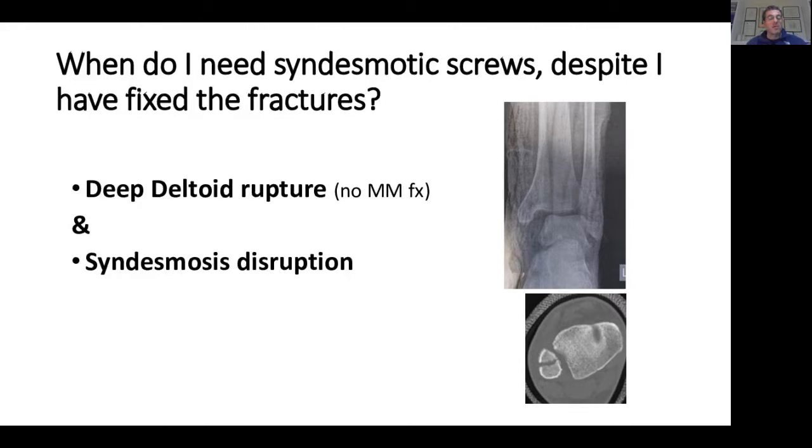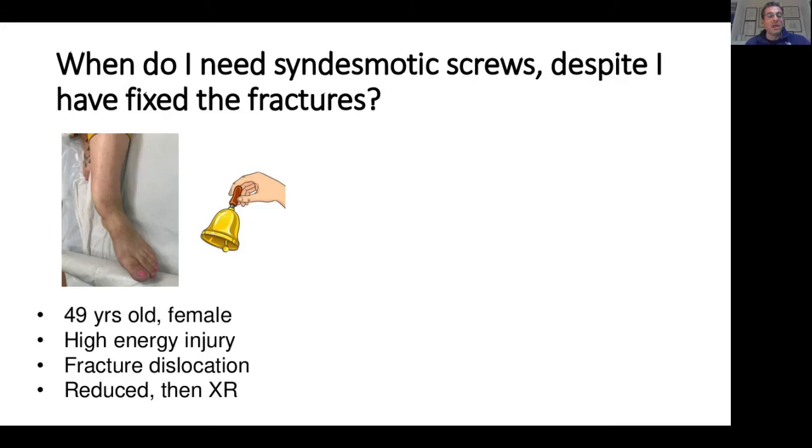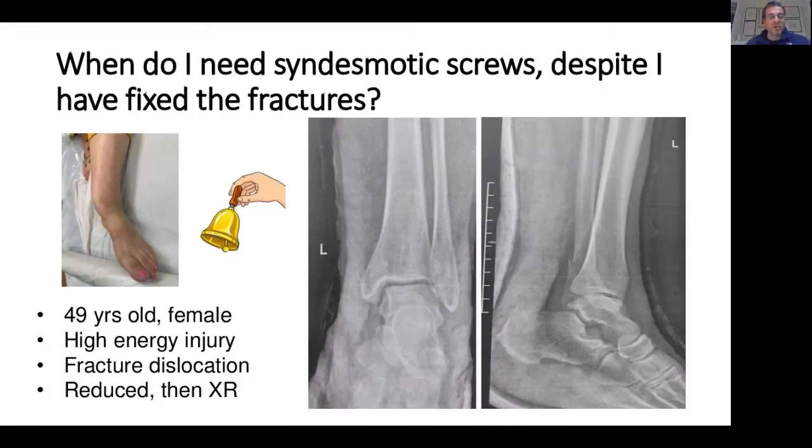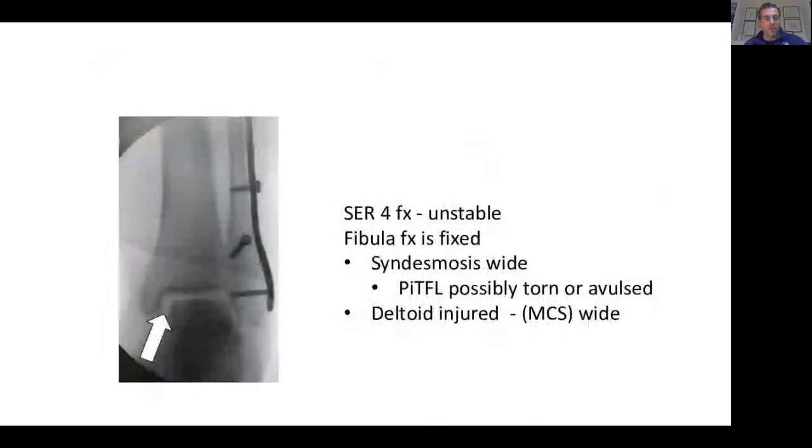You have to consider whether you have fixed everything else and your ankle is stable, and you check it on the table. But the likelihood is that if you have fixed all the bony components, the need for syndesmosis screws might not be there. Fracture dislocation: that ankle was reduced in the emergency department because the patient was in a lot of pain, and then an X-ray was taken. You have to consider the history of fracture dislocation because that rings a bell. That's a serious injury. Be careful.